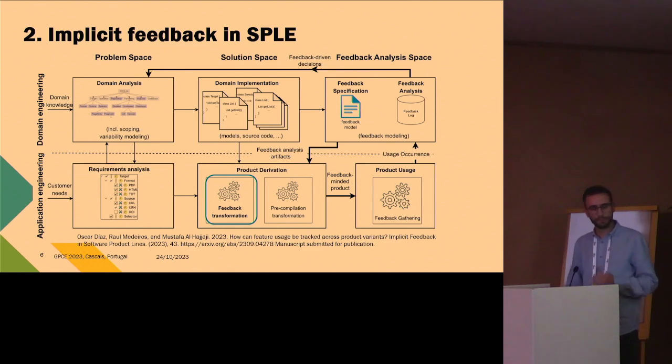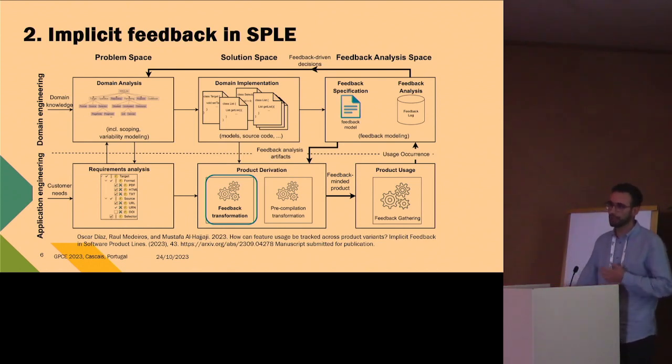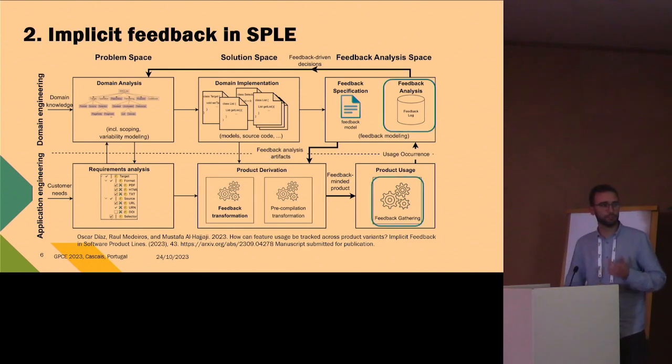Once this feedback specification is done, you can start deriving feedback-minded products. To do that, we define a new transformation called feedback transformation. What this transformation does is, based on the feedback model, generate what I mentioned before, the usage trackers. It automatically injects the usage trackers into the final product. So after this transformation, you would have a product that is customer specific and is also able to gather what users are doing with their applications.